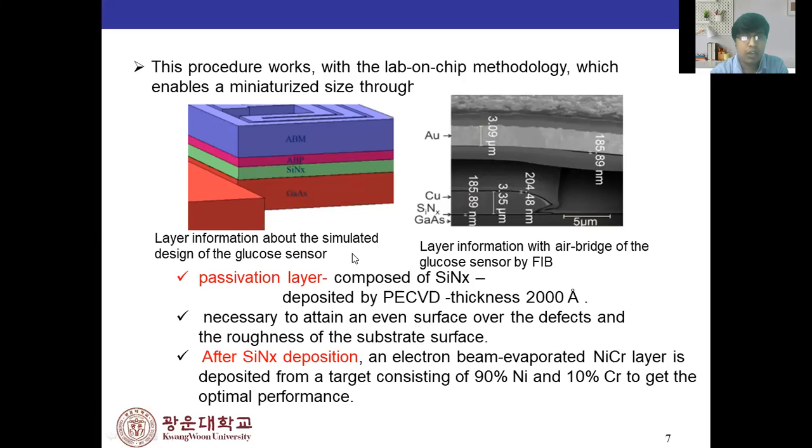surface. After this deposition, a nickel chromium layer is also deposited by electron beam evaporation, with the target composition of 90% nickel and 10% chromium to get optimal performance. You can see the layer information of the practical layer here. There is also the layer order. These are the layering measurements in the nanoscale, and the micrometer one is in the micrometer scale.